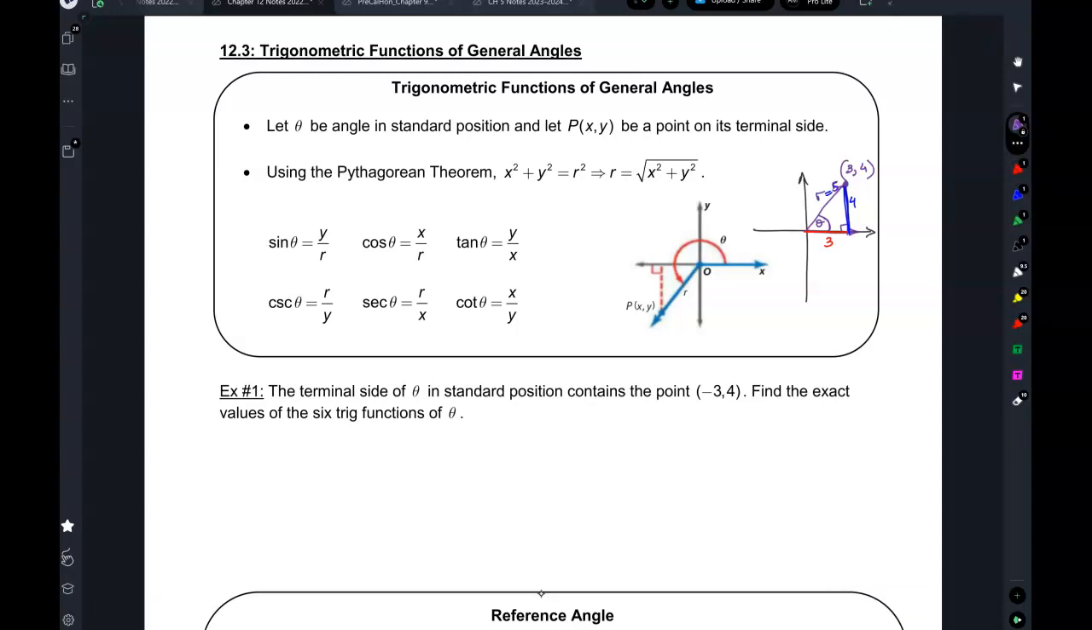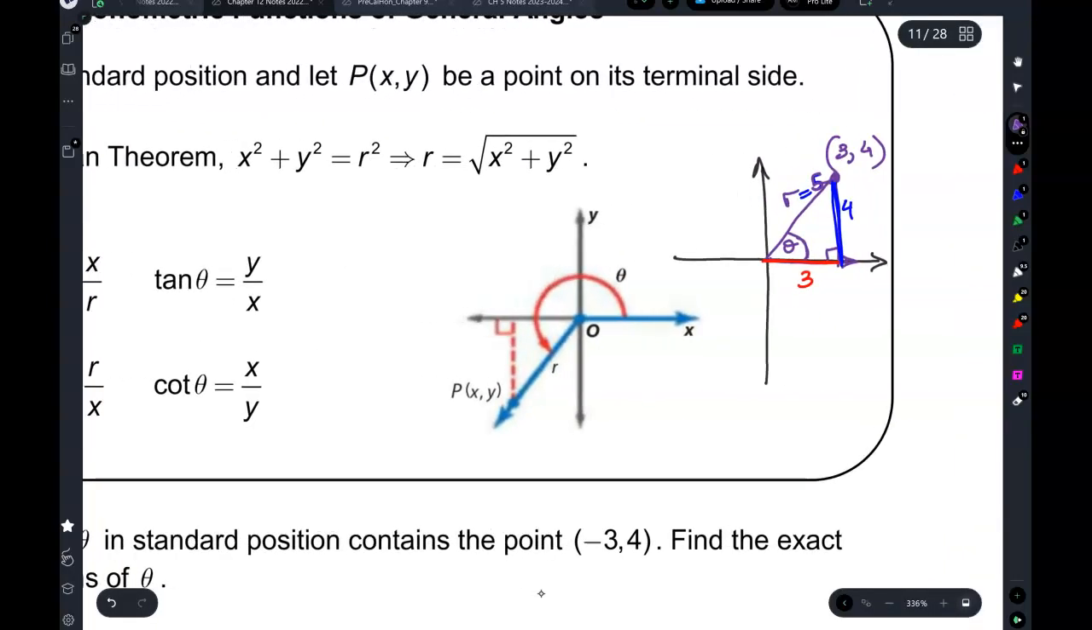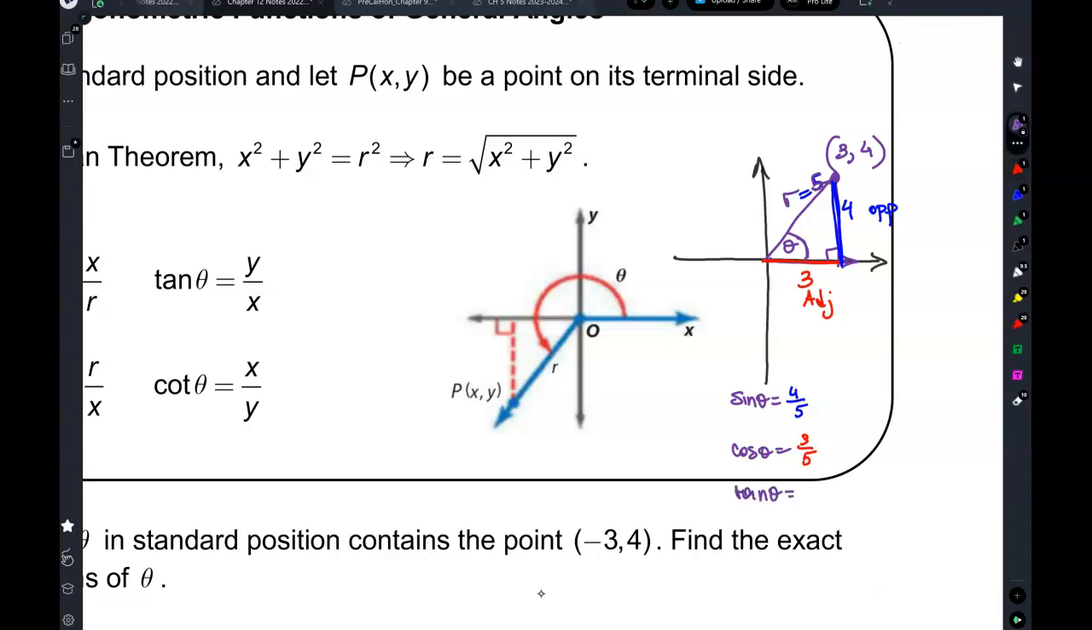Now, with respect to theta, which one is the opposite side here? 4 is the opposite side. Which one is the adjacent side? 3. And 5 is the hypotenuse. So what will be the sine of theta? 4 over 5. What would be the cosine of theta? 3 over 5. And what would be the tangent of theta? 4 over 3.